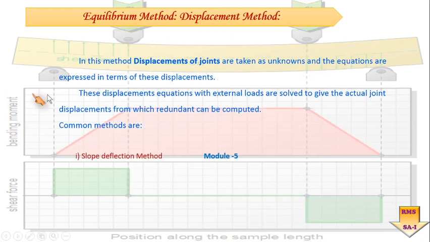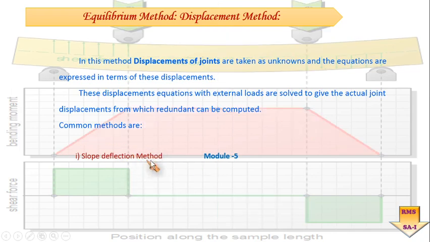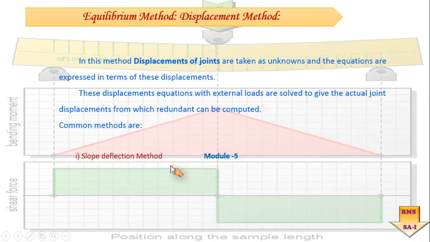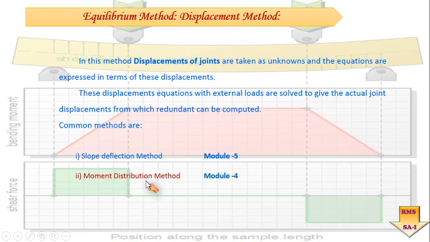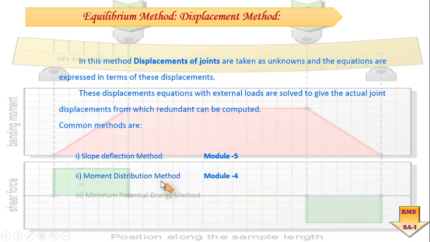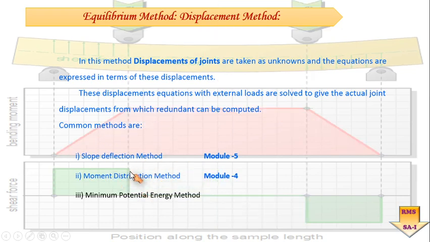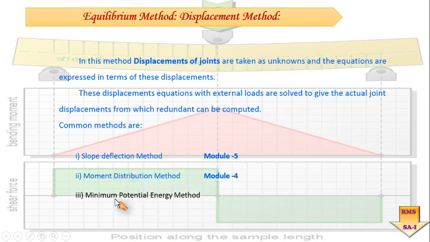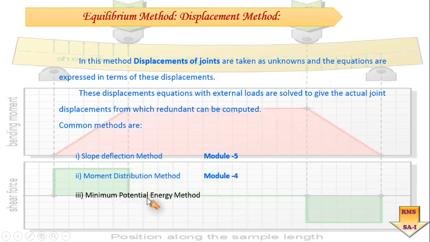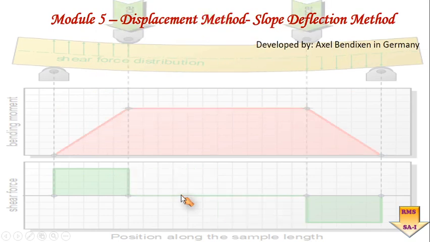As far as this methodology is concerned, we are going to study the slope deflection method, which occurs in module number 5, whereas the next is the moment distribution method, which is a part of module number 4. So beyond these two methods, there is one more method, that is the minimum potential energy method, that we are going to see afterwards.